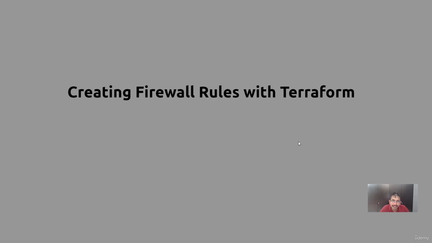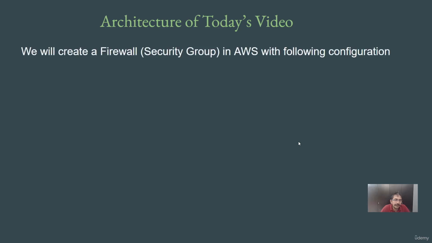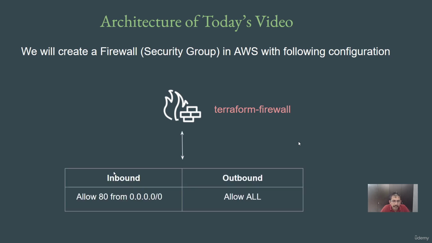Hi everyone and welcome back. Now in today's video, we are going to explore how we can create the firewall rules in AWS through Terraform. The architecture that we have to implement is very simple, where we have to create a firewall, which is the security group in AWS, with the following configuration, where the name of the security group should be Terraform-firewall, and it should have the following rules. There are two sets of rules. One is the inbound rule, which states allow port 80 from the internet, which is 0.0.0.0/0, and the outbound rule states allow all. So this is the architecture based on which you'll have to create the Terraform configuration.